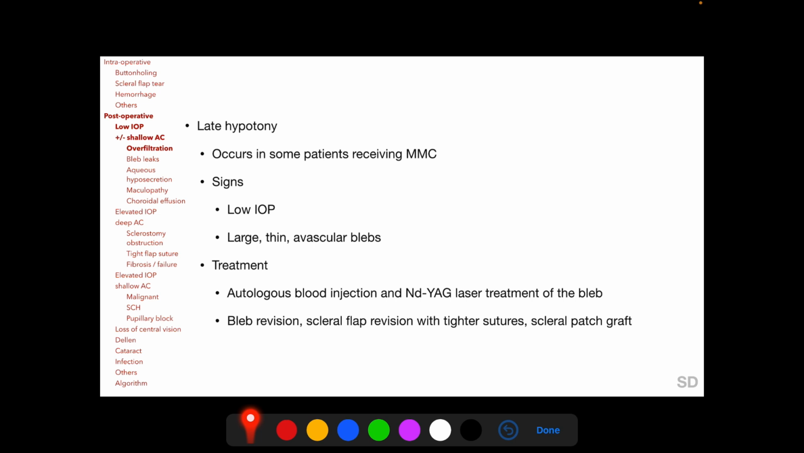Treatment options for late hypotony include autologous blood injection into the bleb, Nd:YAG laser treatment of the bleb, revision of the bleb, revision of the scleral flap with tighter sutures, or application of a scleral patch graft. We'll discuss bleb revision when we discuss bleb leaks next.